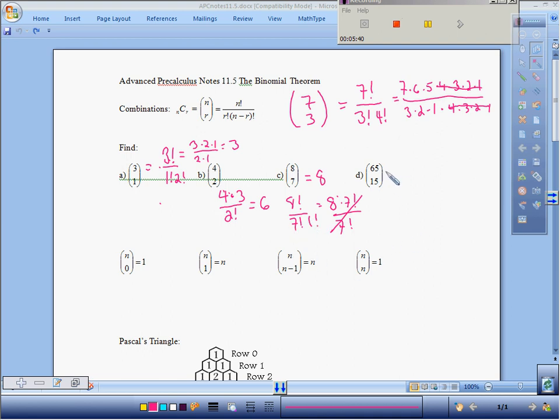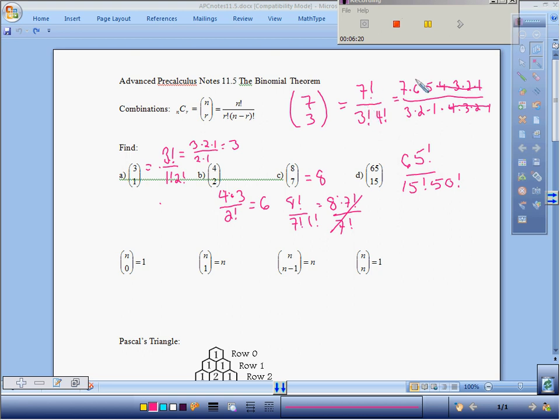Gotcha. And then this one, I think to do that one, that would be 65 factorial over 15 factorial times what? 50 factorial? And that would be really hard to do. That would give you some huge number, okay? But you can do these on your calculator. You know how to do them on your calculator?